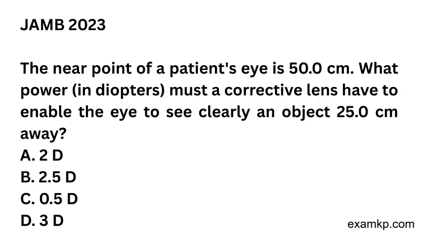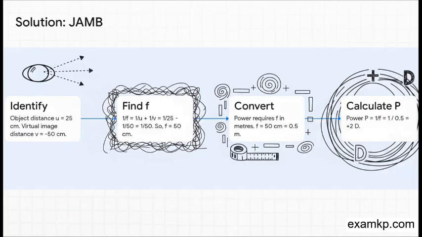Alright, let's break this down carefully. The object they want to see is at 25 centimeters, so U equals 25. Now the lens needs to create an image at their near point, which is 50 centimeters. Because this image is on the same side as the object, it's a virtual image, which means V is negative 50 centimeters. That's the trick. Now we plug it in. 1 over F equals 1 over 25 plus 1 over negative 50.